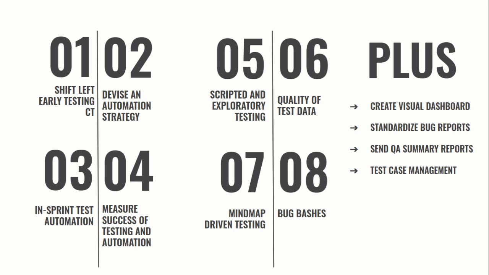We discussed scripted testing and exploratory testing. We talked about how mind maps can help you in scripted testing, and how mind maps can help you in exploratory testing. We discussed the quality of the test data and why it really matters. We talked about using production data and using synthetic data. We talked about how bug bashes can help you reduce bugs. We also discussed creating visual dashboards, standardizing bug reporting, sending QA reports, and test case management.